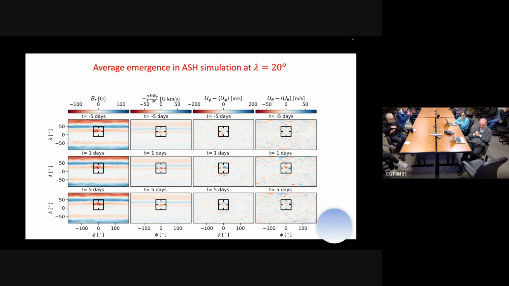And for U theta, the perturbation to it, we also see structure, which at this latitude corresponds again to the banana cell. The banana cell is only present outside the tangent cylinder. The convection has a different functional form inside the tangent cylinder. And this is just standard convective patterns for these type of simulations. The important point is on the next page.